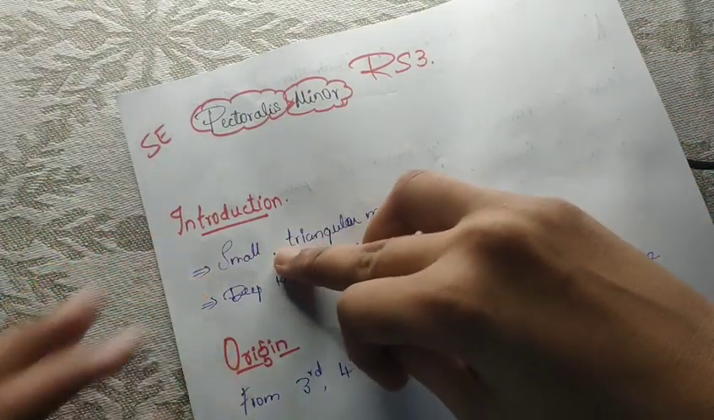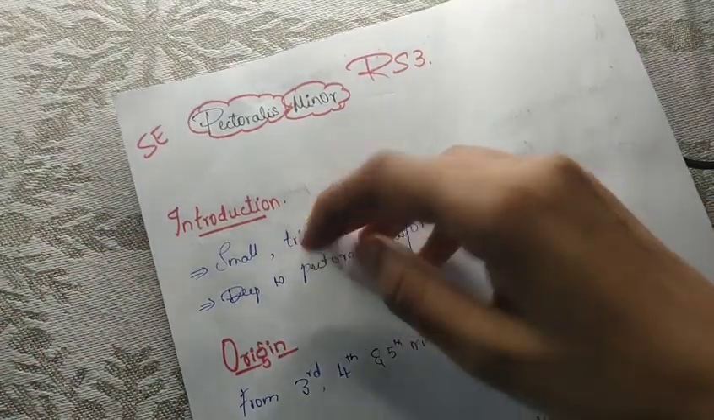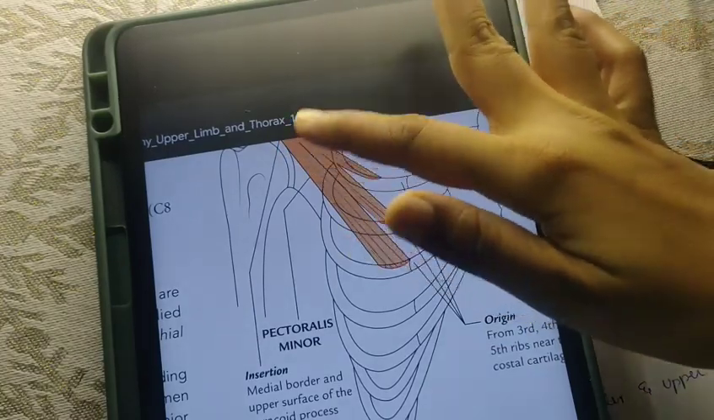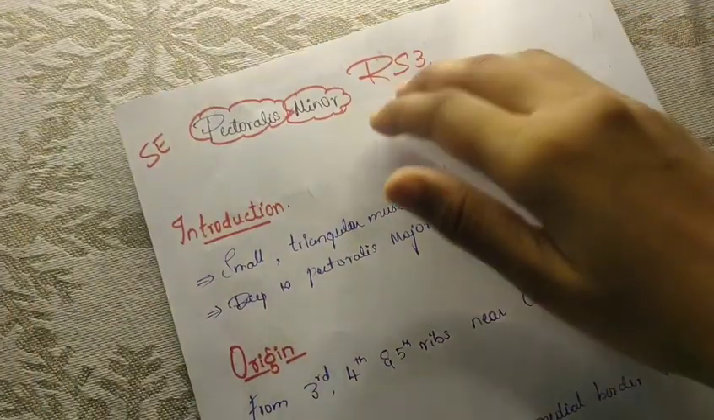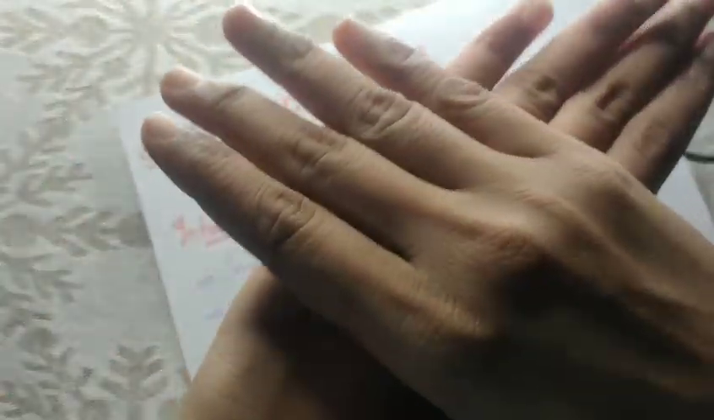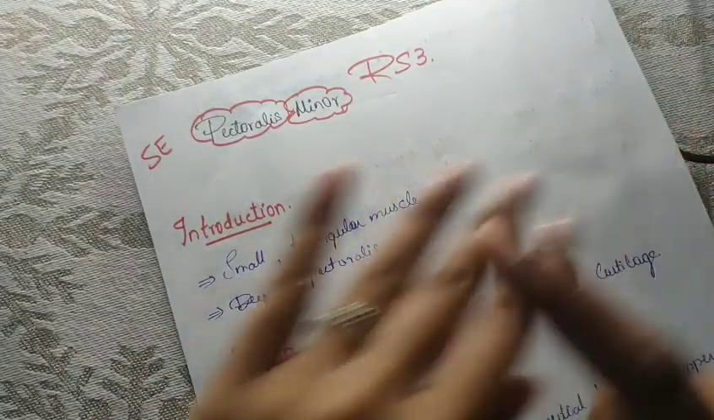Introduction. This is a small muscle. As you can see, this is a small and triangular muscle. It lies deep to pectoralis major muscle. If we think of this hand as the pectoralis major muscle, this lies deep to the pectoralis major muscle. This is the pectoralis minor muscle.